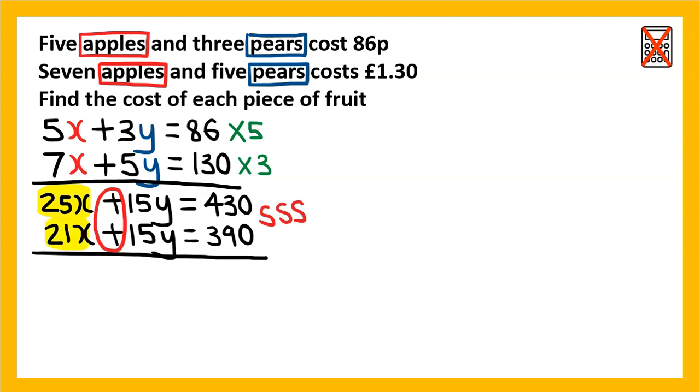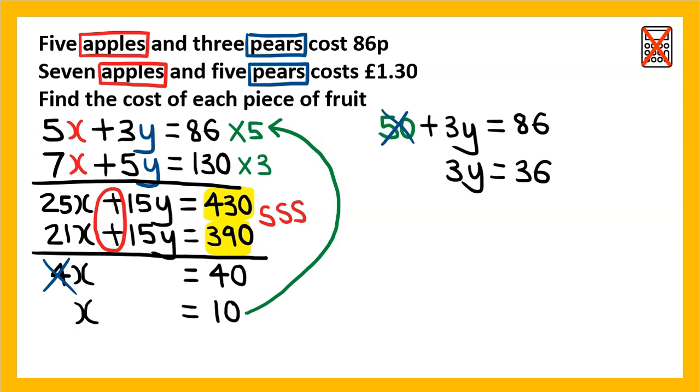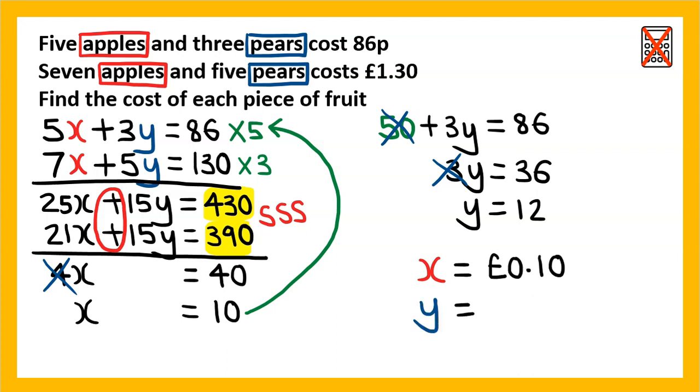25x take away 21x is 4x. 430 take away 390 is 40. If 4x is 40, divide by 4 on both sides and x would be equal to 10. If x is 10, substitute this back into one of the original equations. I'm just going to go for the top. 5 lots of x, or 5 lots of 10, is 50, plus 3y equals 86. Subtract 50 from both sides. 3y is 36, and divide by 3 on both sides. Y is equal to 12. Therefore x, or the apples, are equal to 10 pence each, and y, which is the pears, is equal to 12 pence each.